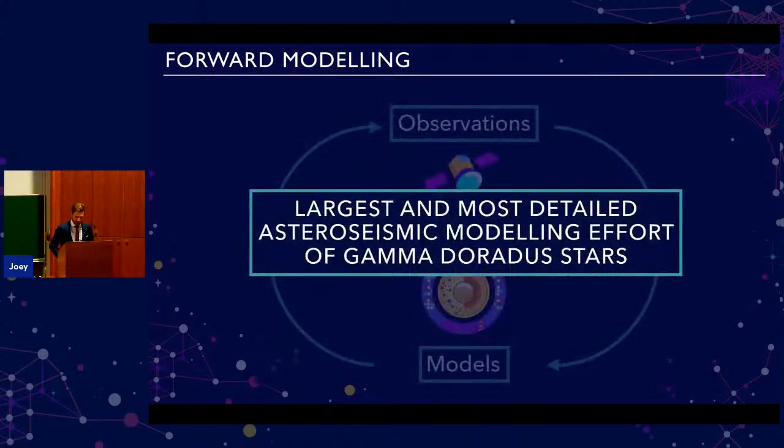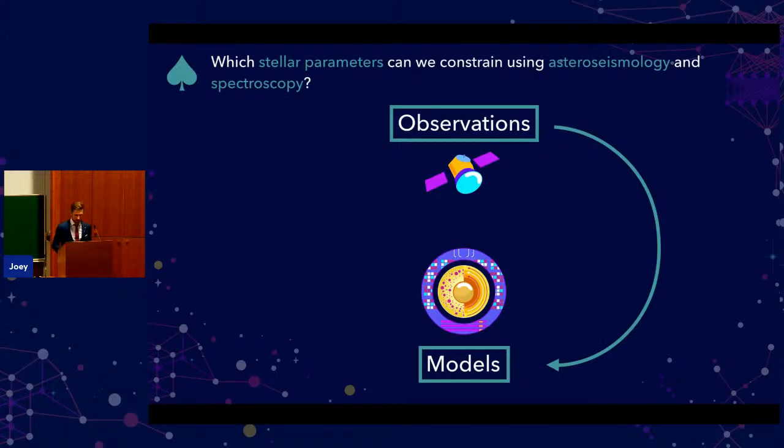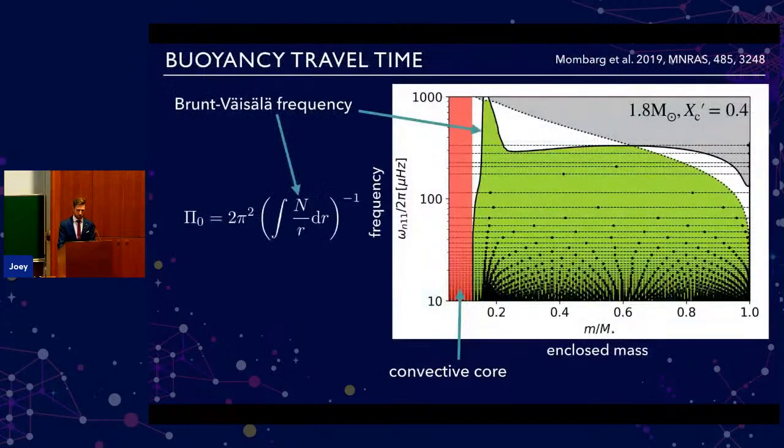This PhD work has done the largest and most detailed asteroseismic modeling effort for these kinds of Gamma Doradus pulsators. So let's start with the first question, what we can learn from asteroseismology and spectroscopy combined, where we couple the observations to the models.